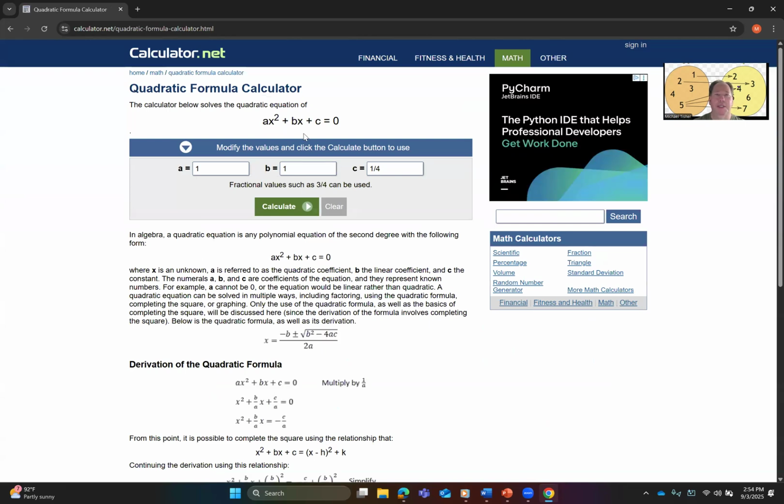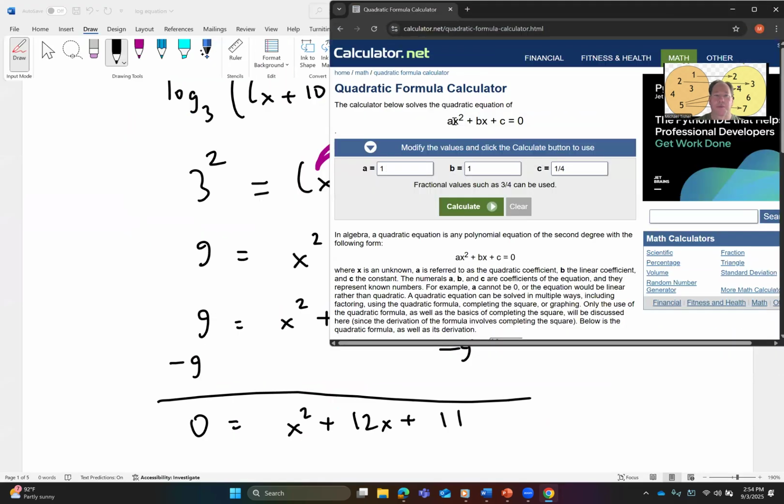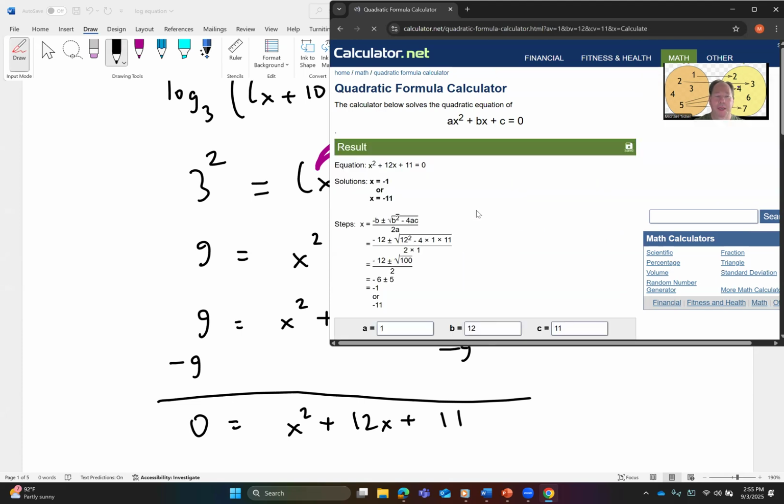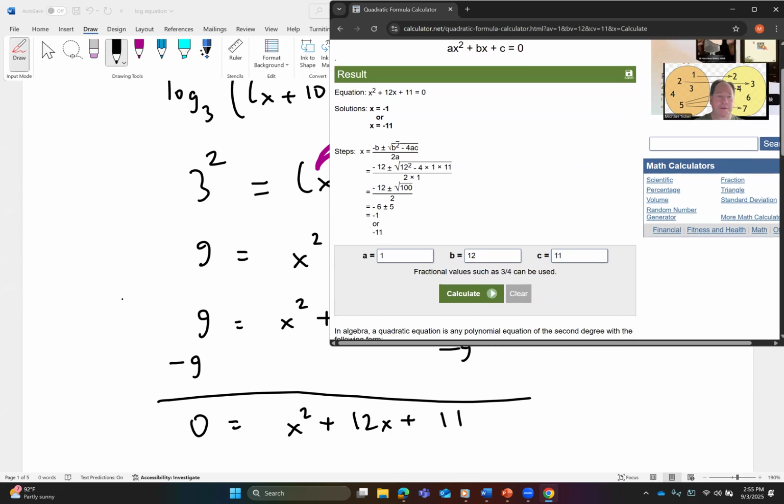All right, we have to enter in the A, B, and C. So the A is the number in front of the x squared. There's a 1 there, so A is 1. And B is the number in front of the x. In this case, we have a 12x, so B is 12. And then C is the term with no variable in it, which is 11. So C is 11. All right, and then we'll press calculate. And voila, it gives us the answers, negative 1 and negative 11.